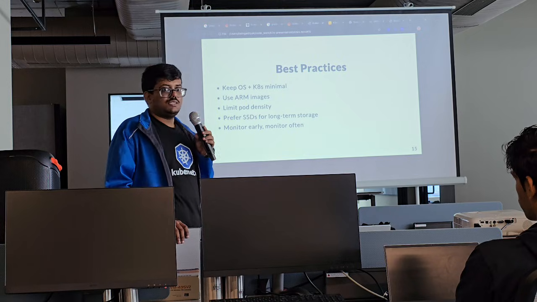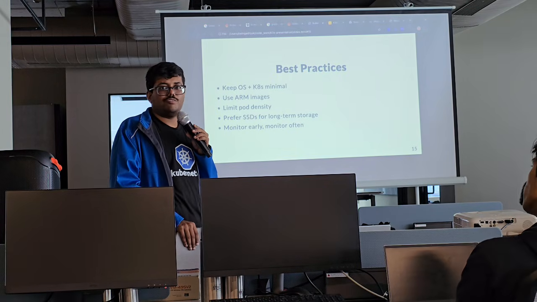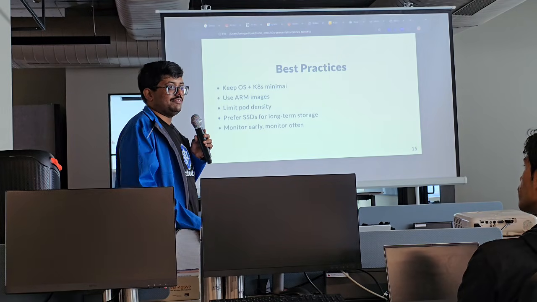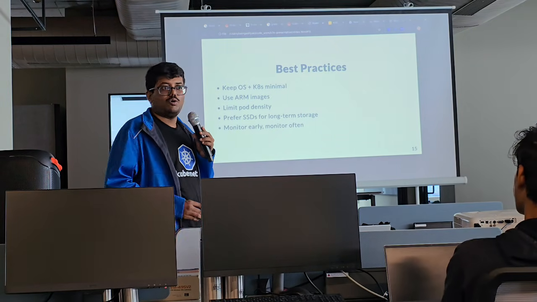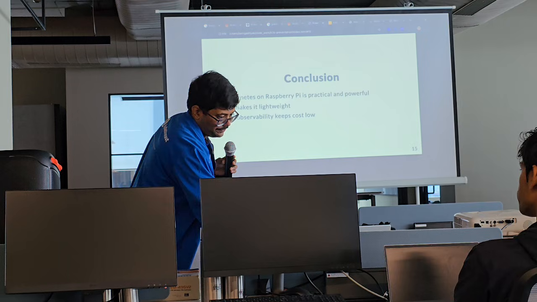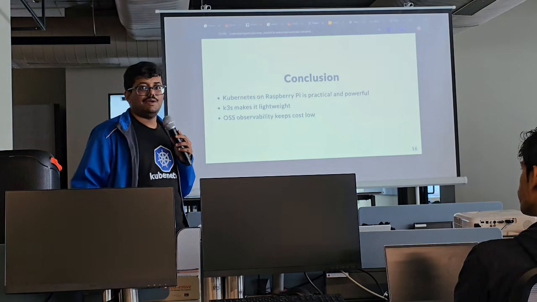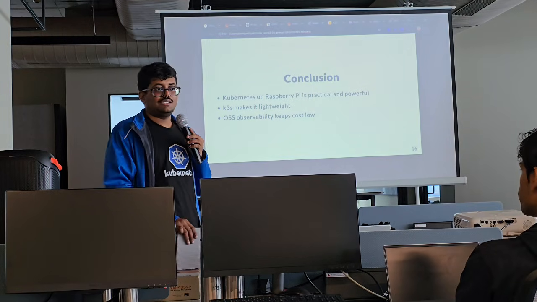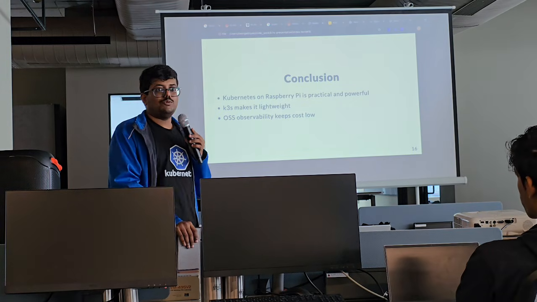Also, you should configure your monitoring early, and you should monitor often, whatever your software, whatever the DNS traffic is, all the things. So yeah, that's about it. And Kubernetes on Raspberry Pi is a practical solution. K3s also makes it lightweight to operate, and uses this kind of open source observability.